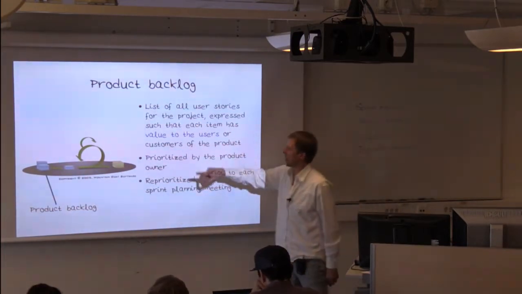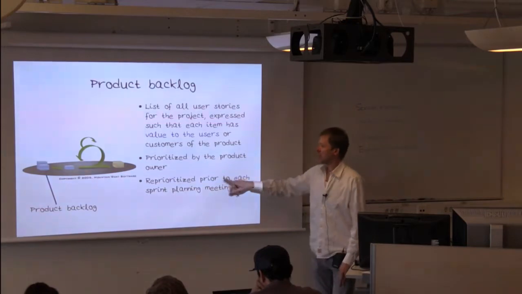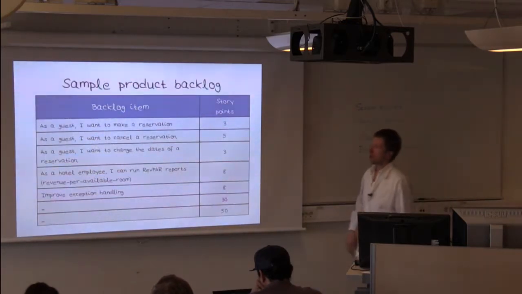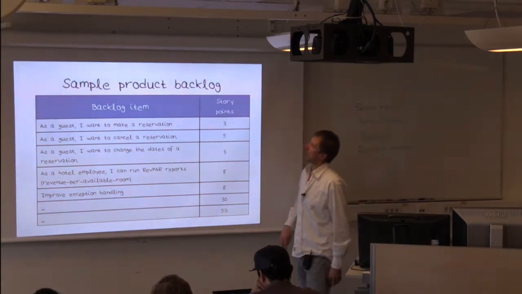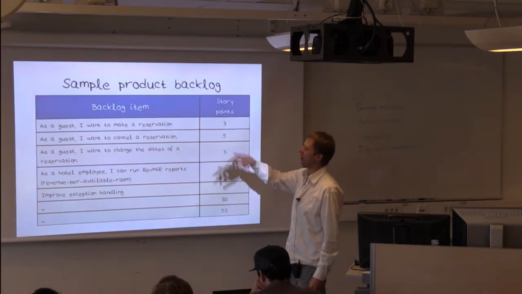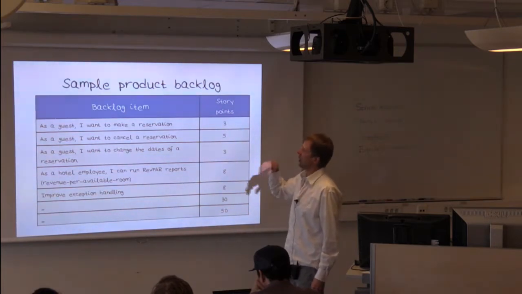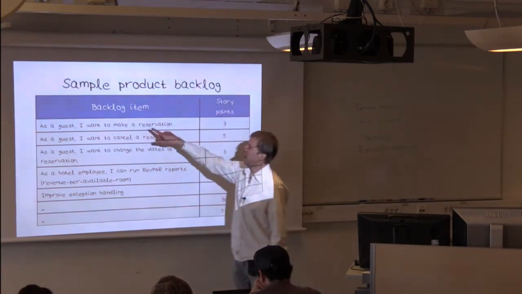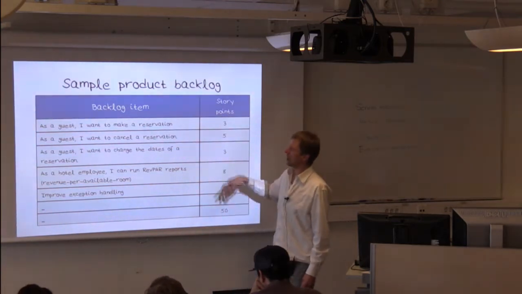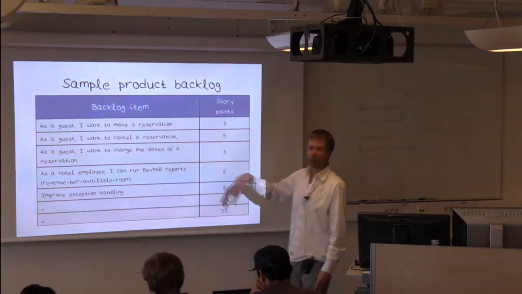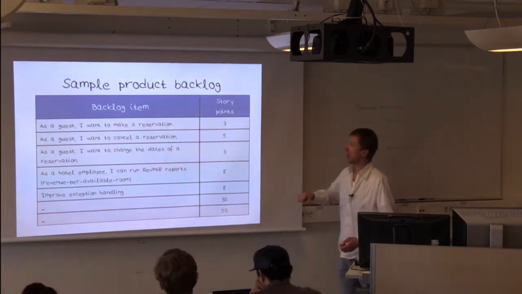So the backlog is prioritized by the product owner, and as I said, it's important to reprioritize prior to every sprint planning meeting. Here are some bad user stories as well. It's probably some hotel reservation system. So here is the product backlog. As a guest, I want to make a reservation. As a guest, I want to cancel a reservation. As a guest, I want to change the dates of a reservation, etc., etc.